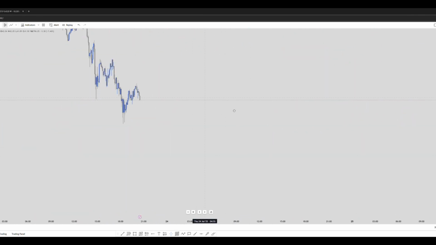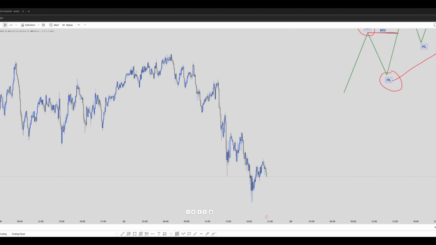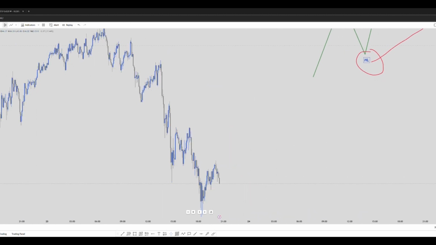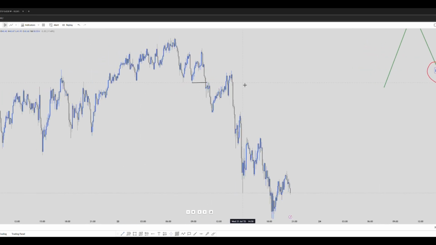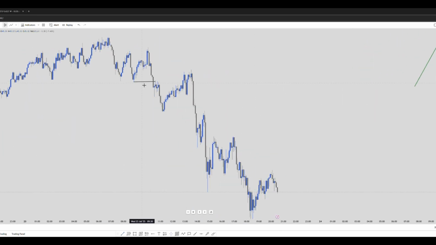Let's go to the chart and see if you can do something. This particular chart is in a downtrend. What can you see here? You can see there is a break of structure here. After this break of structure, that tells you that this particular lower high is protected. So the market cannot trade through it.